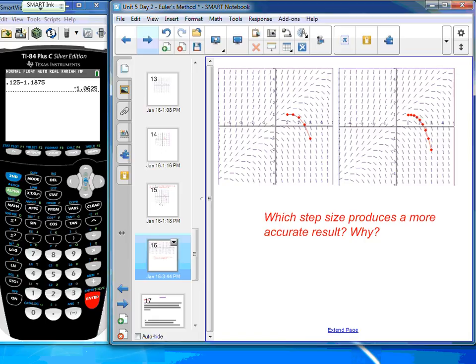Perhaps a more interesting question though is why. Why does the smaller step size produce a more accurate result? So besides the picture, we can see that. So what would we say in terms of calculus? Okay, so go ahead and turn to the person that's close to you, since we're not in partner formation. Pick someone close to you. Why does the smaller step size produce a more accurate result?